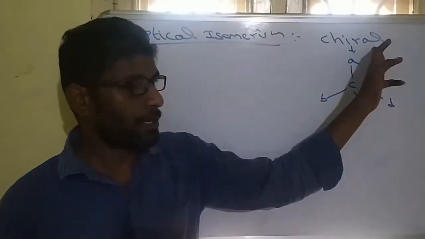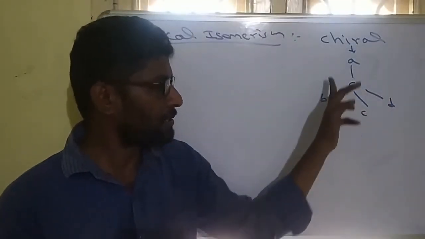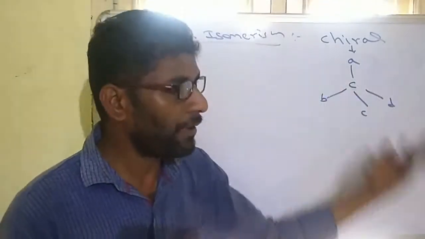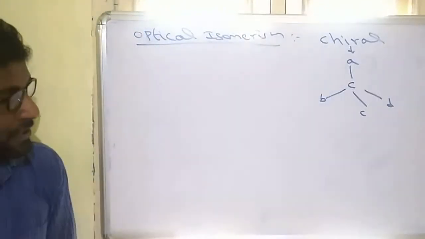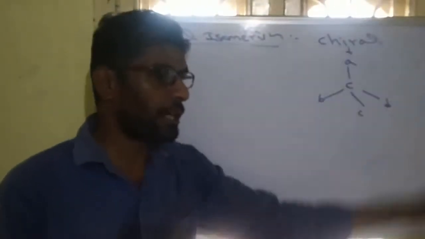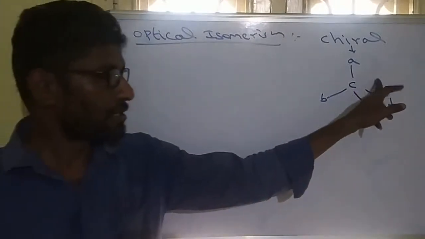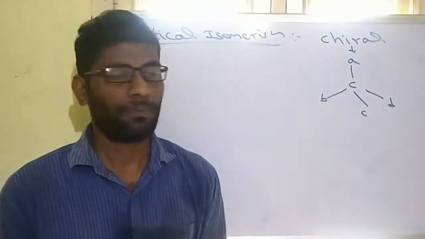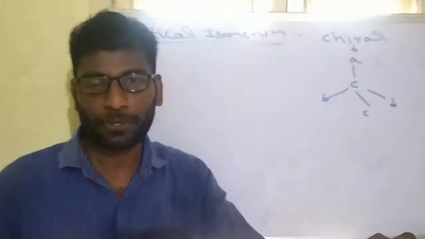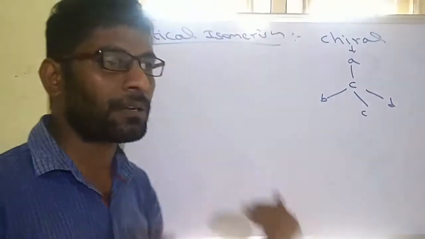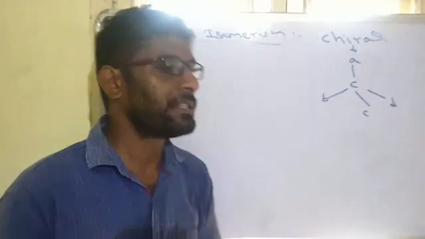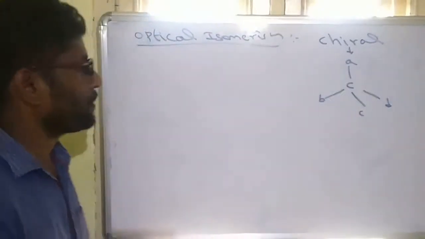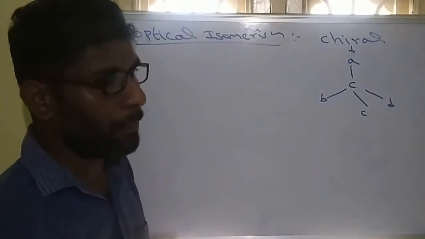A chiral compound means any carbon which has four different substituents A, B, C, D. All substituents on the carbon are different. Since carbon valence is four, if all four substituents are different, then that compound is called a chiral compound. The carbon is also called a stereogenic carbon, also called an asymmetric carbon. This is the condition to show optical isomerism. Optical isomerism is shown by chiral compounds.